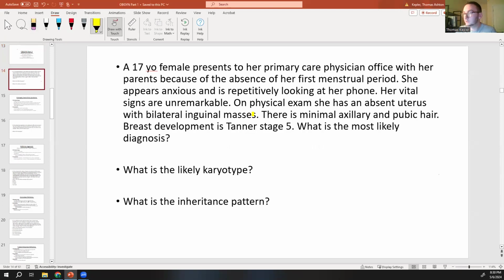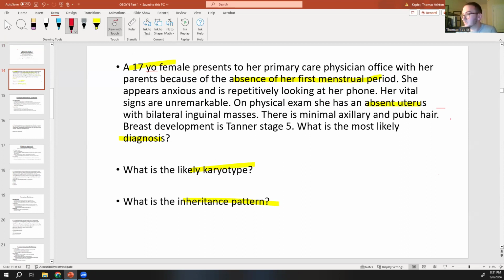So go ahead and read this vignette and pause the screen if you need to. All right, so here we are asking about diagnosis first, and then we're asking about karyotype and inheritance pattern. We have a 17-year-old female coming in, absence of menstrual period, and she's looking at her phone, vitals are normal, but she has absent uterus.